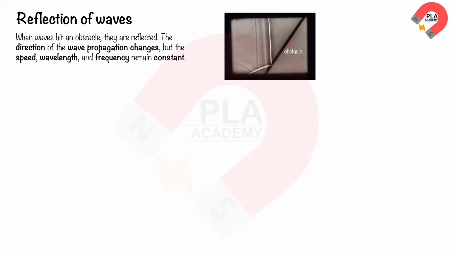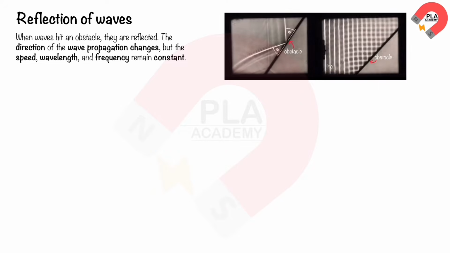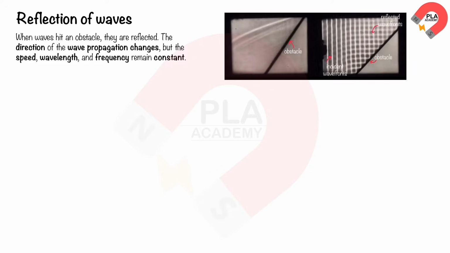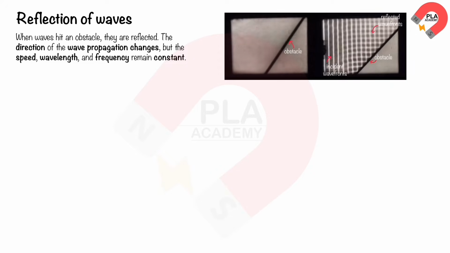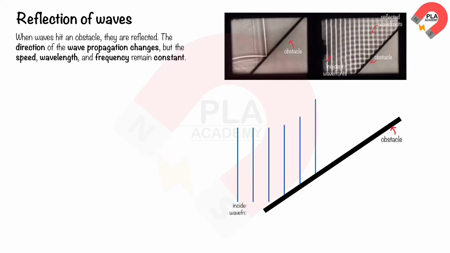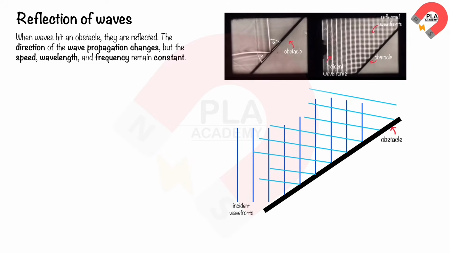The incident wavefront hits the obstacle, creating the reflected wavefront, as shown. When a series of incident wavefronts hit the obstacle, they create a series of reflected wavefronts, as shown. Candidates should be able to draw the diagram of this reflection. Draw the incident wavefronts and the reflected wavefronts.